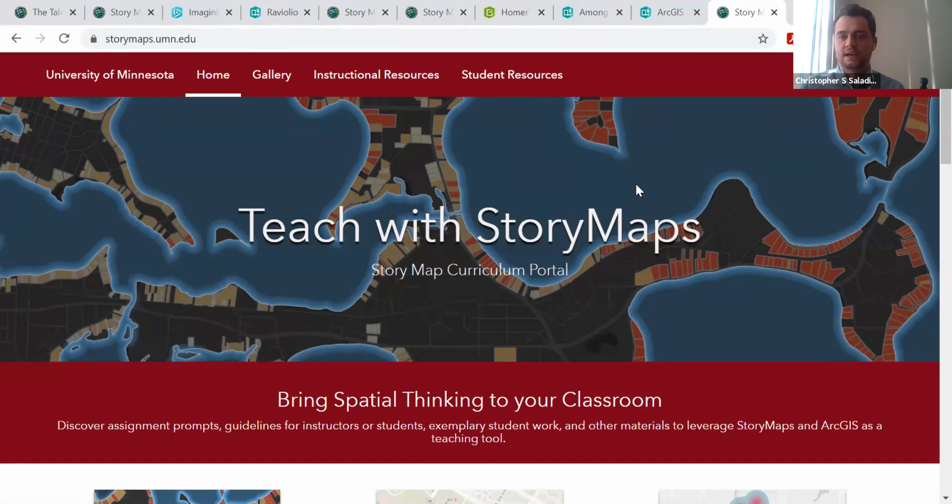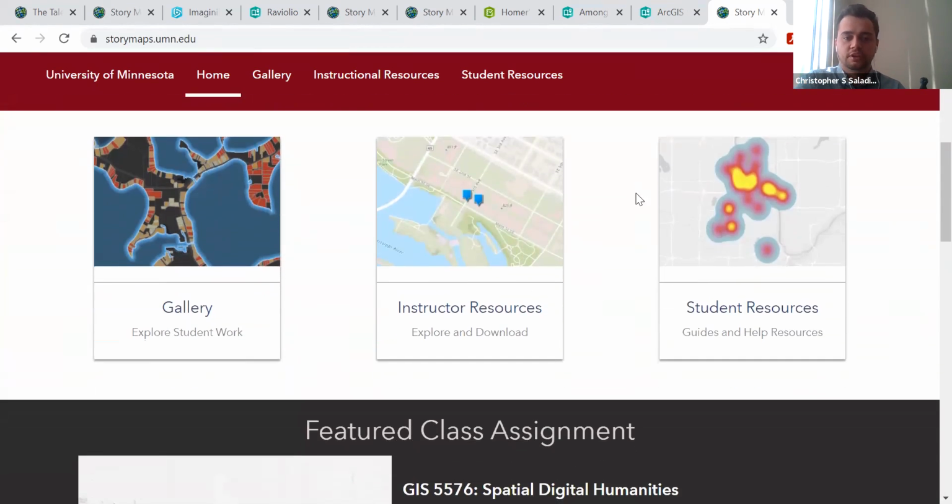And we designed this through our work with different classes. From the experience we gained, we designed this resources website, storymaps.umn.edu. And I can share the link for that in the chat here in a bit. But basically here you'll find resources both for instructors who are designing and running assignments, and also for students who are working on assignments and want quick how-tos of how to do story maps.